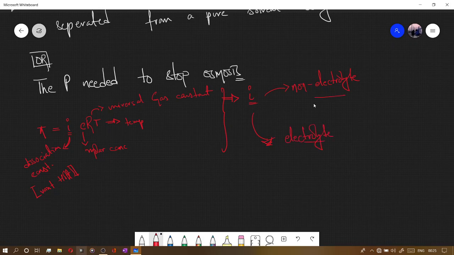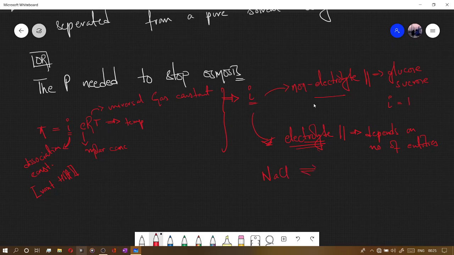Okay, so for any non-electrolyte, let's say glucose or sucrose, take the value of i equals 1, and for an electrolyte, i equals the number of entities that the compound will dissociate into. It depends on the number of entities.